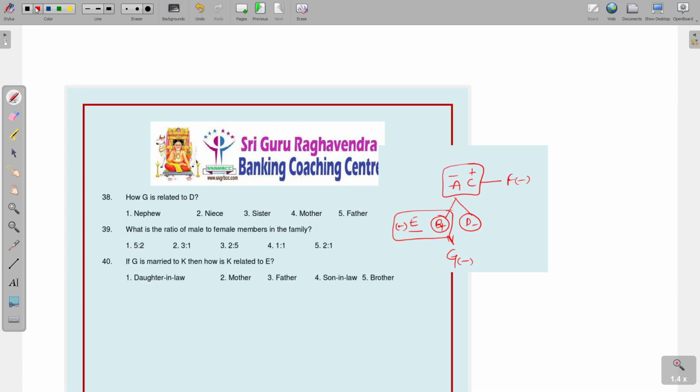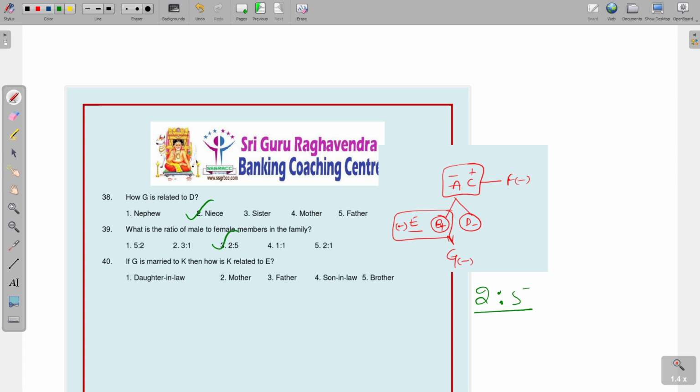See question number 38. How is G related to D? So G here and D here. G is the child of B, and B is the brother of D. It means G is the niece of D. Next, what is the ratio of male to female members in the family? So total males, 1 and 2. So 2 males and the remaining 1, 2, 3, 4, 5. 5 persons are females. So 2 is to 5.